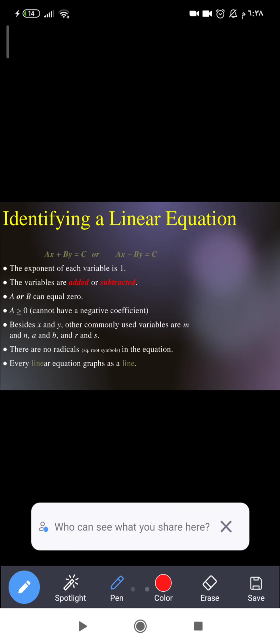A or b can equal 0, so I can find something like ax equals c or by equals c. 5x equals 3 is a linear equation. 3y equals 7 is also a linear equation.